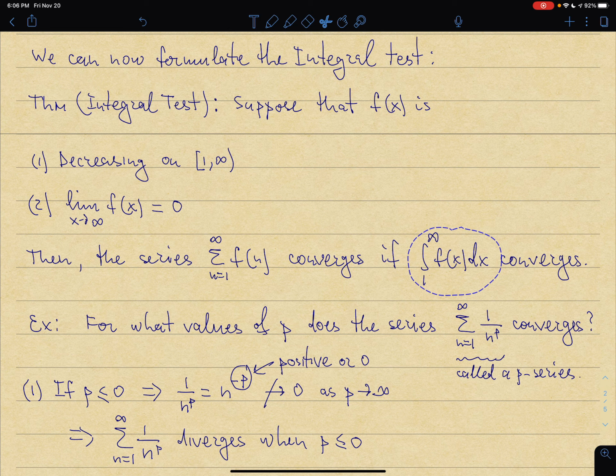So in order for the integral test to be applicable, that function f of x that determines the terms in your series must be decreasing on the interval from 1 to infinity, and its limit as x goes to infinity must be equal to 0. So in particular, that means that the function f of x must be positive.